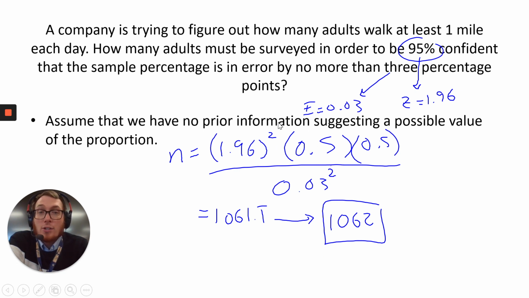There's no prior knowledge, so we use 0.5 for p and q, and then divide by 0.03 squared. Plug all that in, I should get 1067.1 repeating, which rounds up to 1068. Okay, that situation when I'm rounding is what you want to find. And then that would be how many people you should ask the question to.